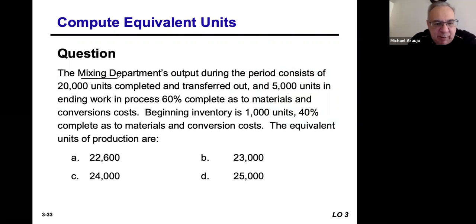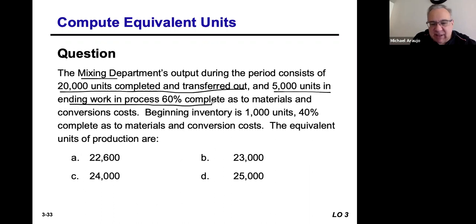The mixing department's output consists of 20,000 units completed and transferred out. So those 20,000 units, you can assume, literally have all of the materials and all of the conversion costs, labor and overhead, as part of them. So they're all done. And there's 5,000 units at ending work in process. That's 60% complete as to materials and conversion costs.